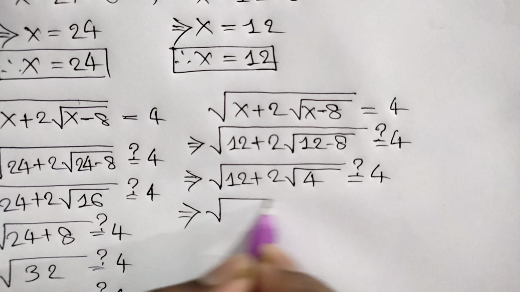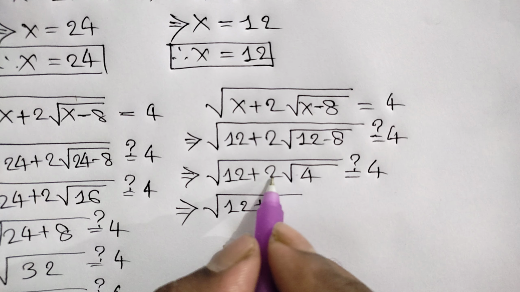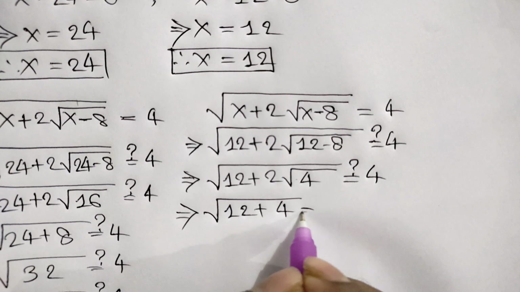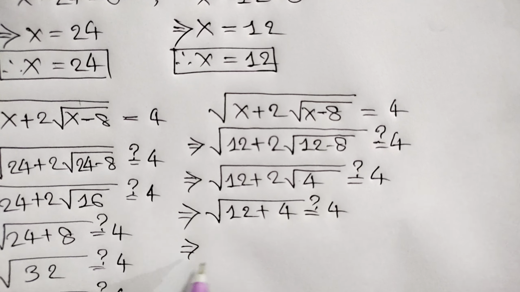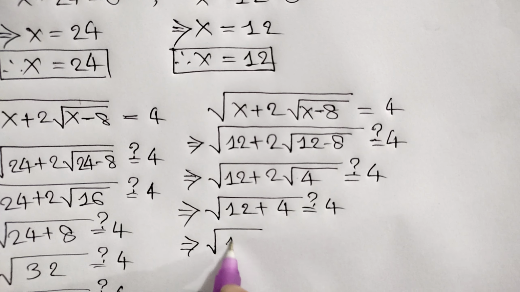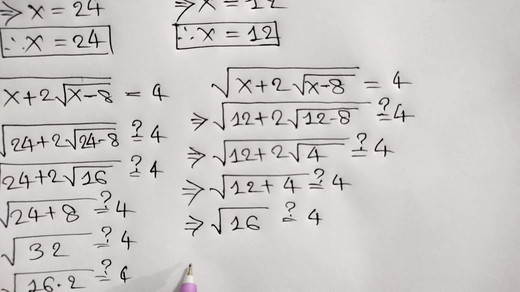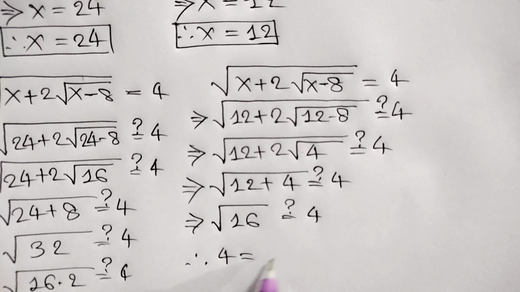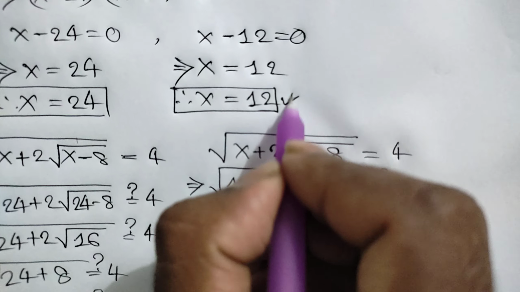Square root of 12 plus square root of 4 is 2, 2 times 2 is 4. Is it equal to 4? Square root of 12 plus 4 is 16. Is it equal to 4? We know square root of 16 is equal to 4, so 4 is equal to 4. So our final value of x is equal to 12.